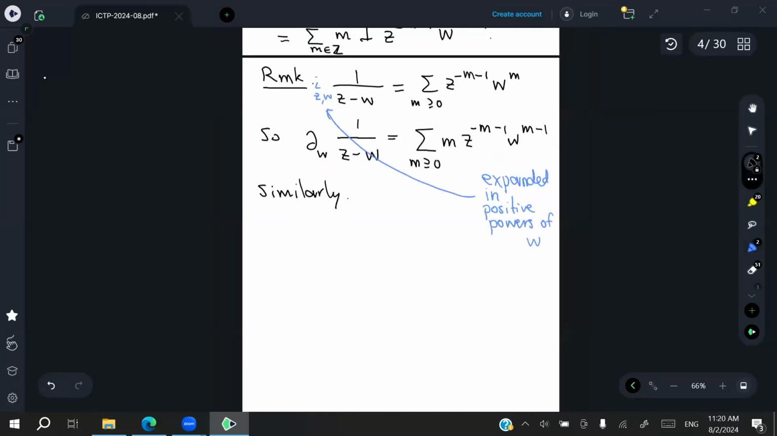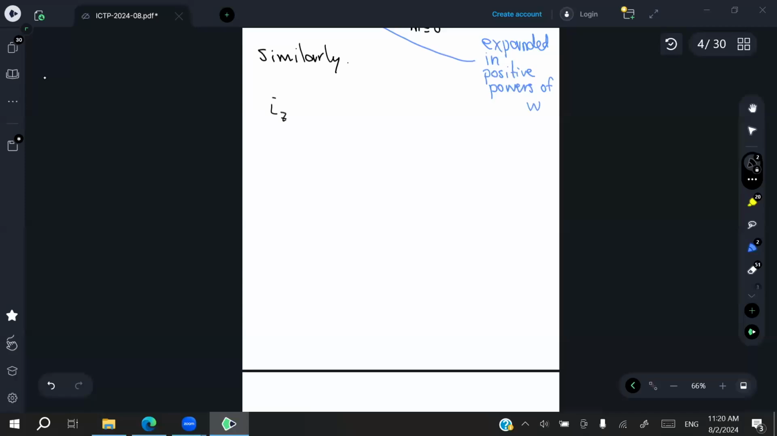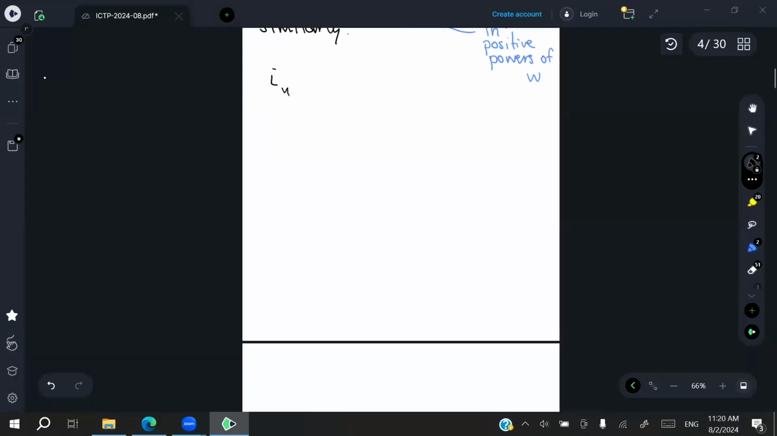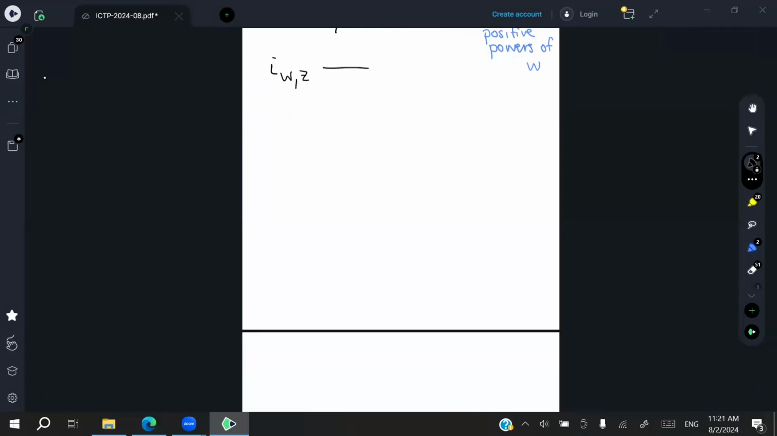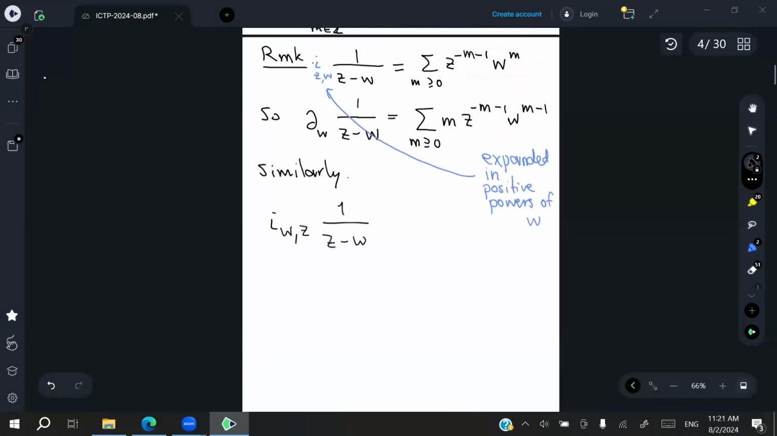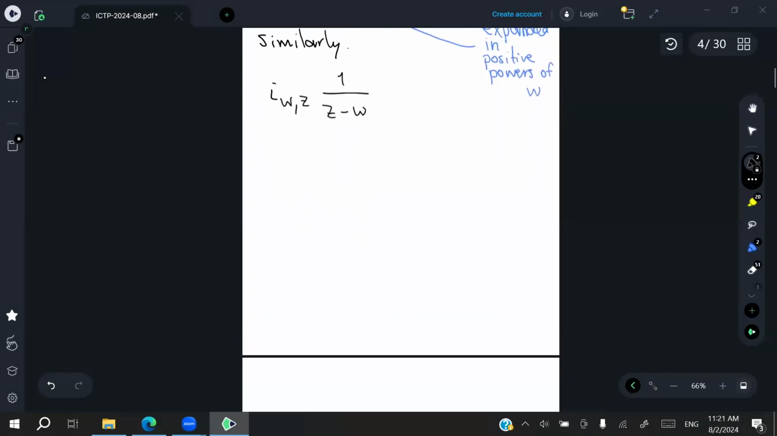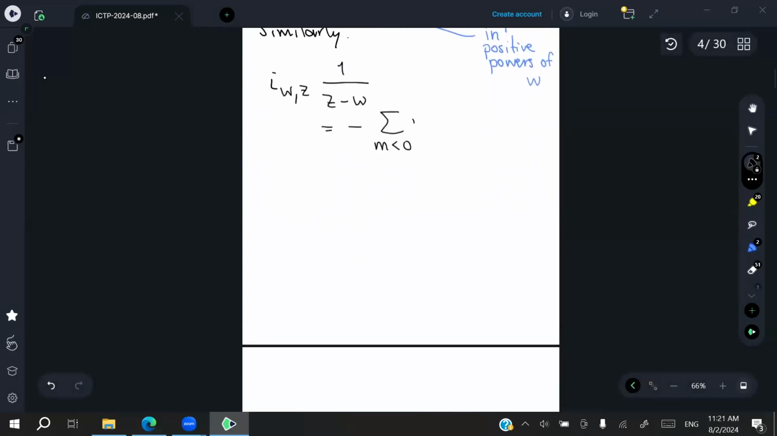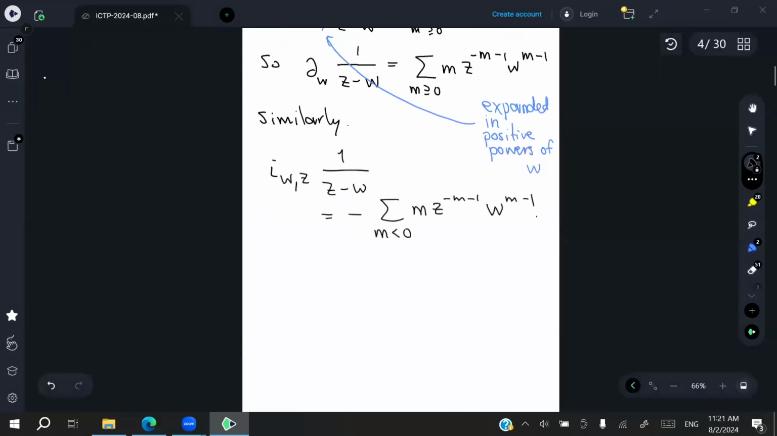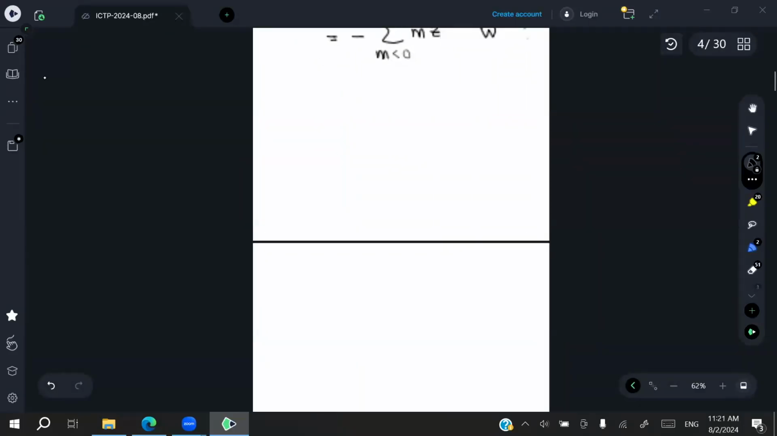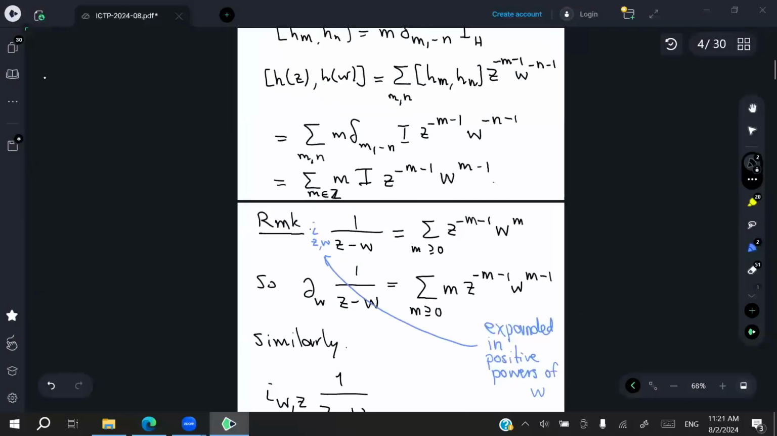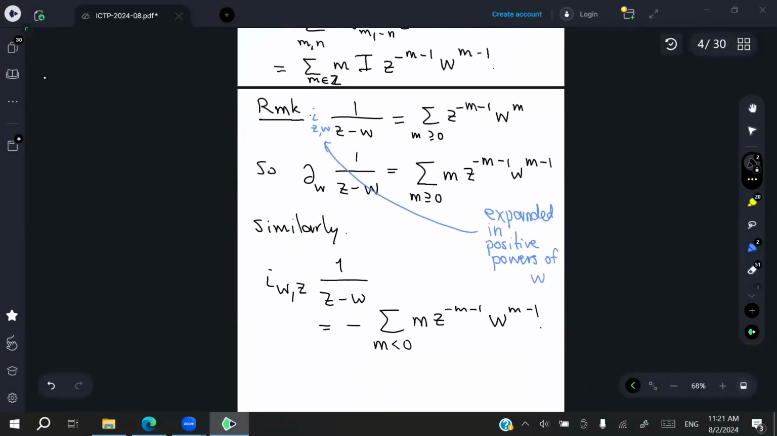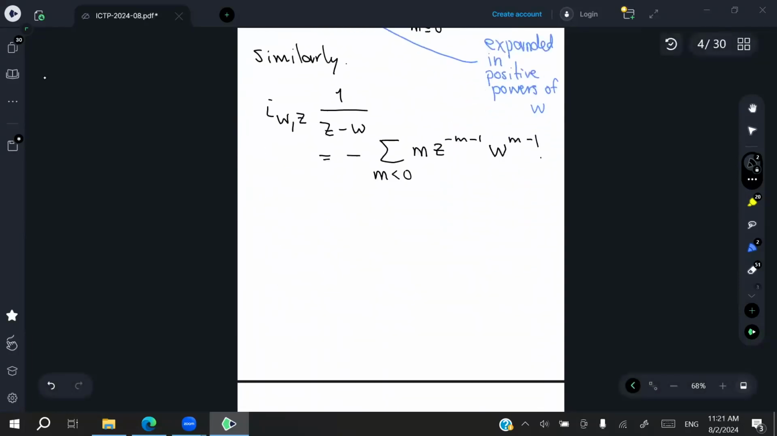So similarly, if we expanded in positive powers of z, then we'd get minus the sum over m of negative m z to the minus m minus 1 w to the m minus 1. Okay. So actually, what we have obtained as the commutator of our field h(z) with h(w) is the difference of these two expansions. They're actually two expansions of the same function. Oh, sorry, I should say, again, d_w here.